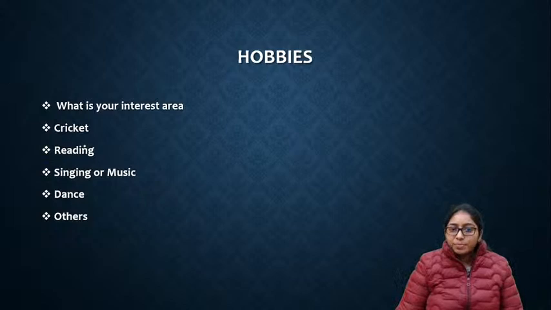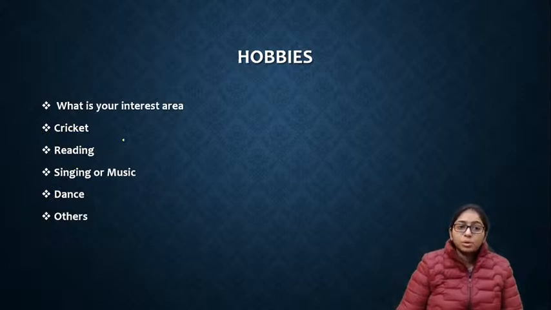Then comes the hobbies part. Now in hobbies, you need to have detailed information about your hobbies. Hobbies is your interest area. What are you interested in? So I've taken up some examples of common hobbies to discuss what is required, what all research you need to do with respect to these.